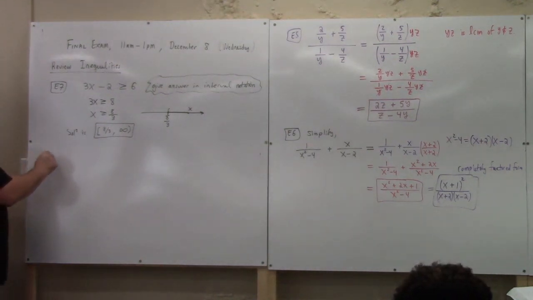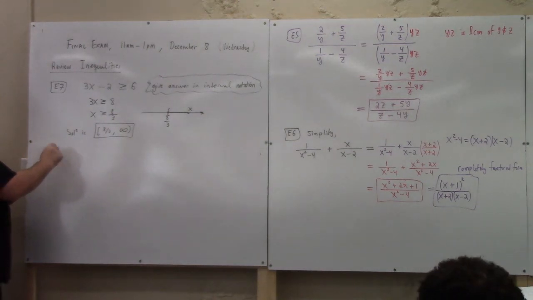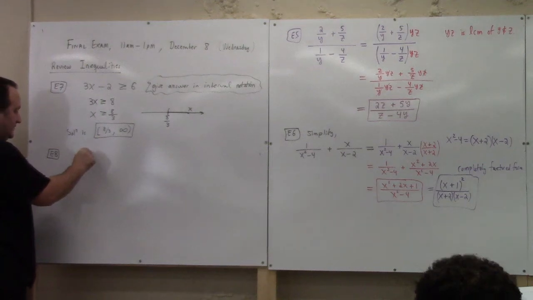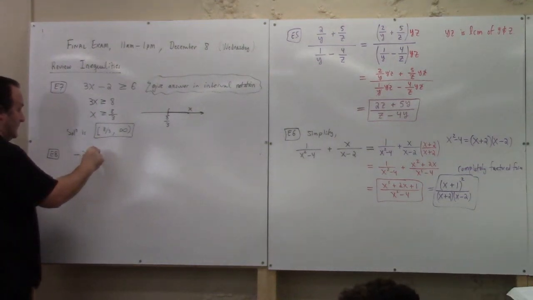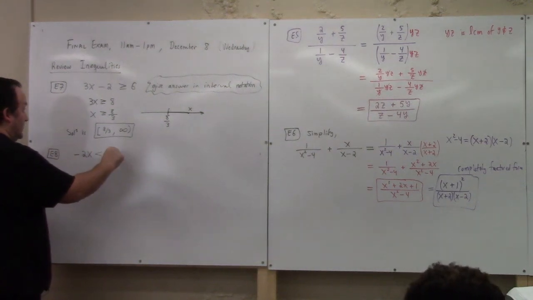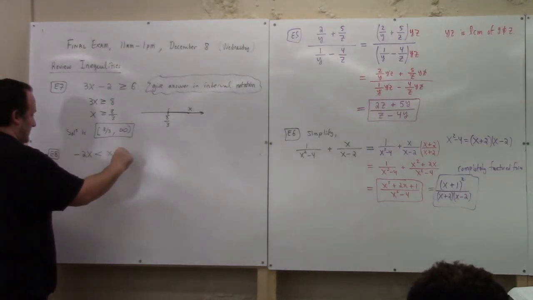Let's do another one. Let's do minus 2x less than x plus 6.